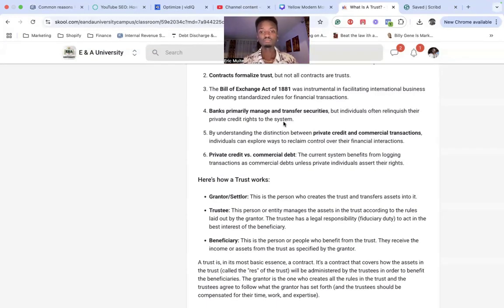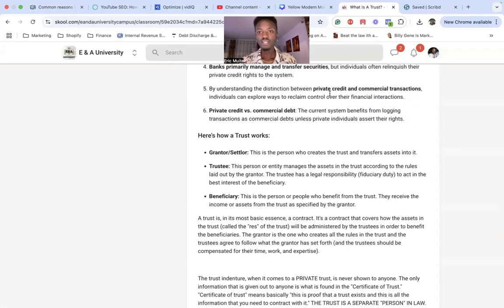It's not that hard. All right, understanding the distinction between private credit and commercial transactions. Individuals explore ways to reclaim control over their financial interactions, and private credit versus commercial debt. The current system benefits from logging transactions as commercial unless private individuals assert their rights. And this is where we're heading, guys. This is key.